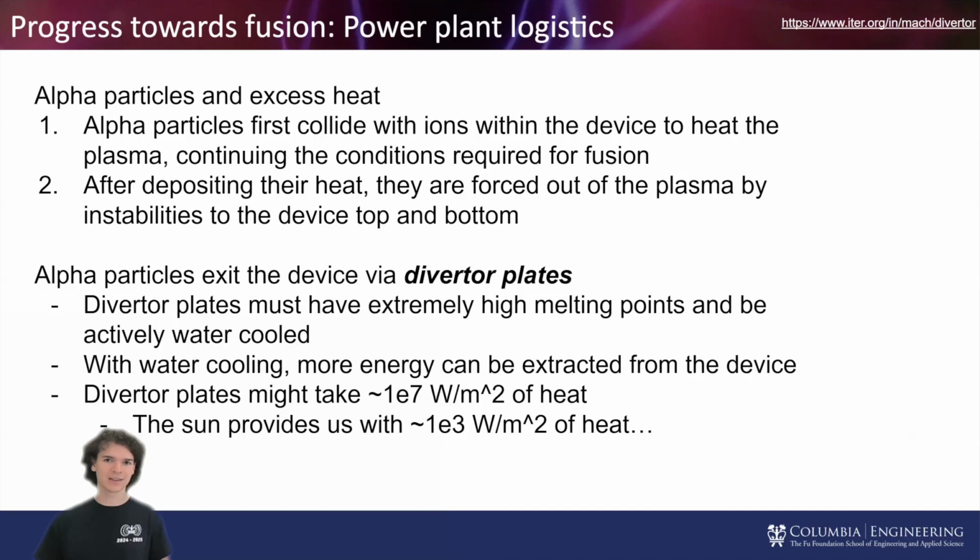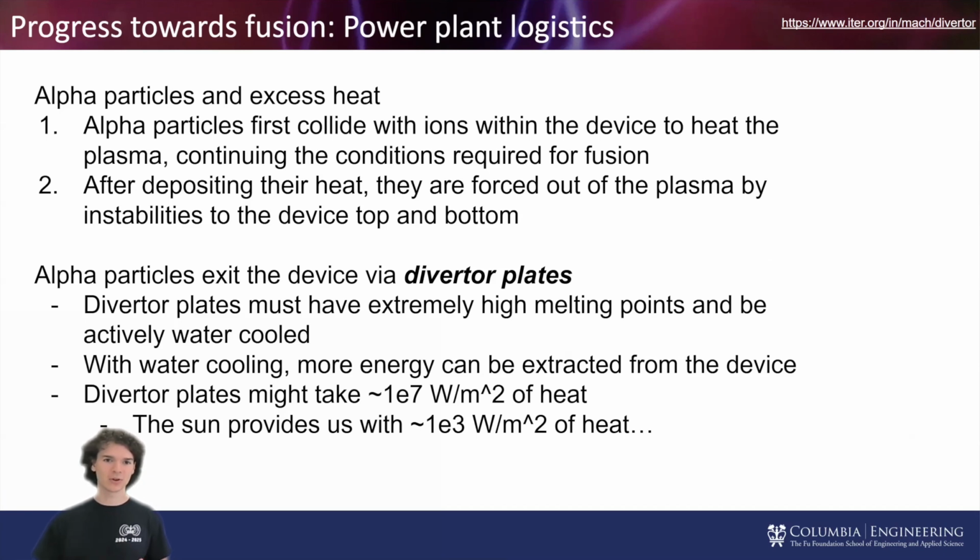And once they deposit their heat, they can be forced out of the plasma, or they should be forced out of the plasma by some instabilities to the device tops and bottoms, and they exit the device via these things called diverter plates. The diverter plates must be extremely strong and have very high melting points, and hopefully they might be able to be actively cooled as well. But with these diverter plates, they have to take an extreme amount of heat coming out of the device. And they take the bulk of the heat that comes out of the device.